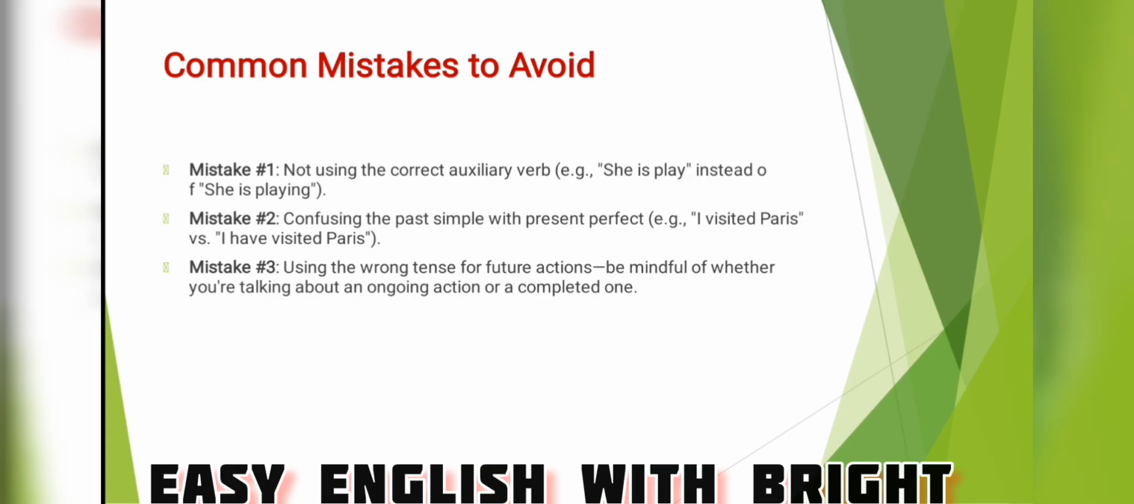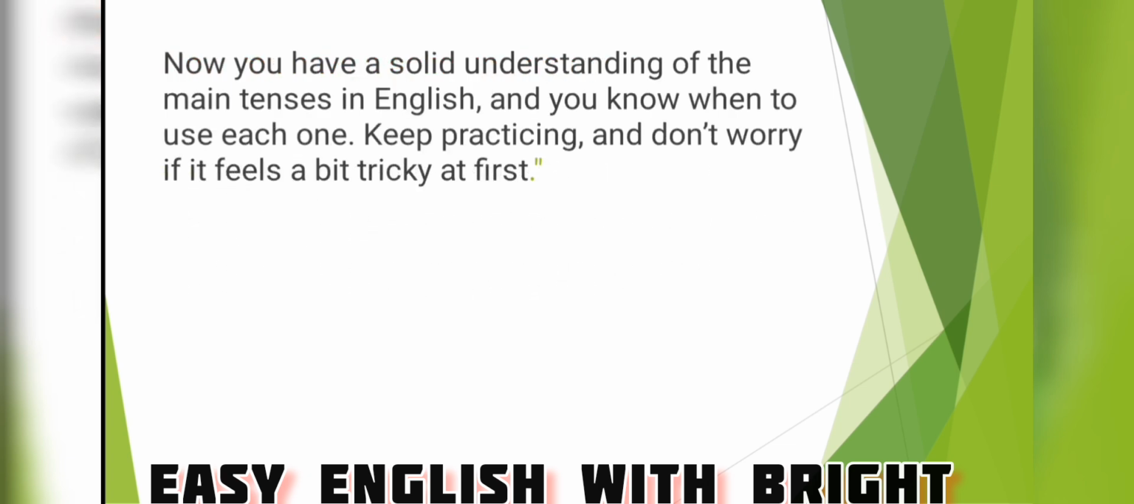Mistake number 3: using the wrong tense for a future action. Be mindful of whether you are talking about an ongoing action or a completed one. Now you have a solid understanding of the main tenses in English and you know when to use each one. Keep practicing and don't worry if it feels a bit tricky at first.